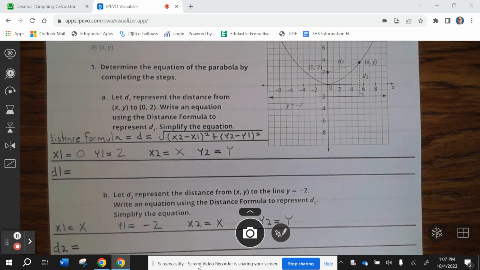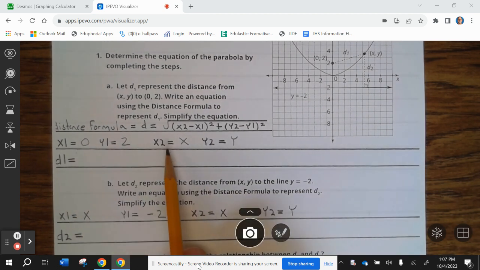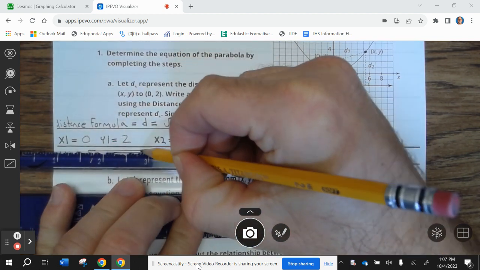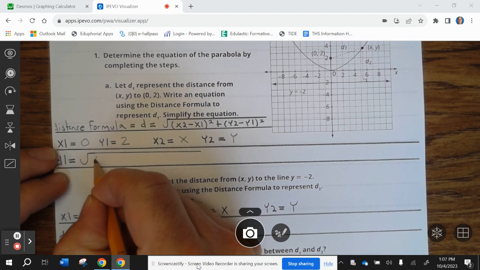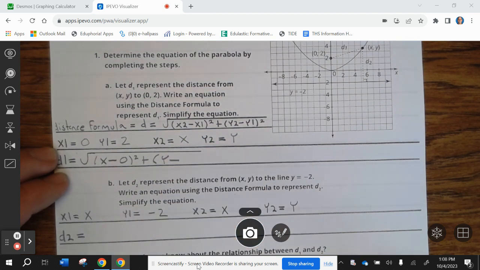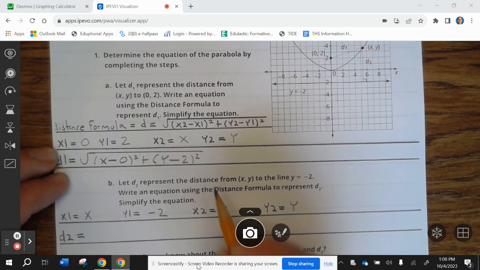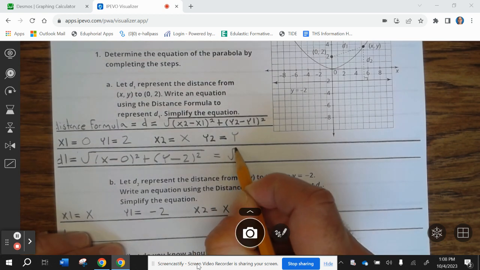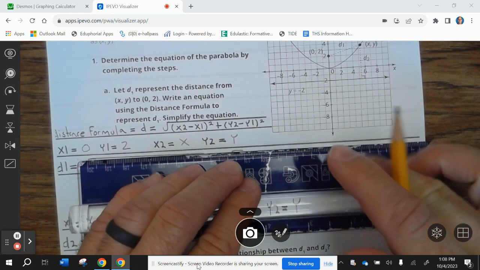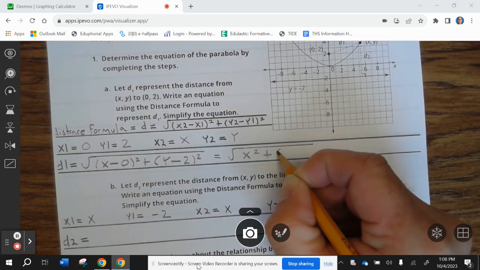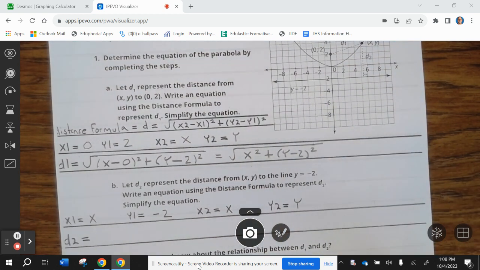Simplify the equation. First off, the distance formula is d equals the square root of x2 minus x1 squared plus y2 minus y1 squared, where in this case x1 equals 0, y1 equals 2, x2 equals x, and y2 equals y. Okay, so let's go ahead and complete the distance formula. So x2, which is x, minus x1, which is 0, squared, plus y2, which is y, minus y1, which is 2, squared. Okay, which simplifies to be x minus 0 squared is x squared plus y minus 2 squared. Okay?